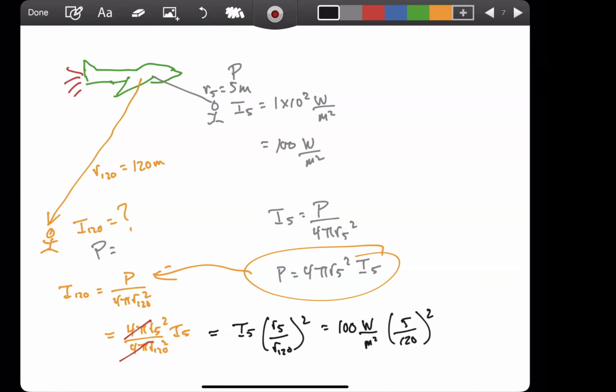Now in this case, of course, the meters are going to cancel out, so I'm not worried about that. So plugging in my numbers, what I find is that the intensity at this point is 0.174 watts per meter squared. So this is my intensity at this point. So this is example number 1.